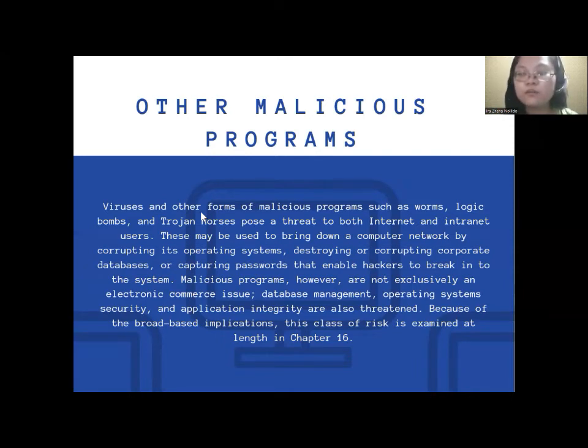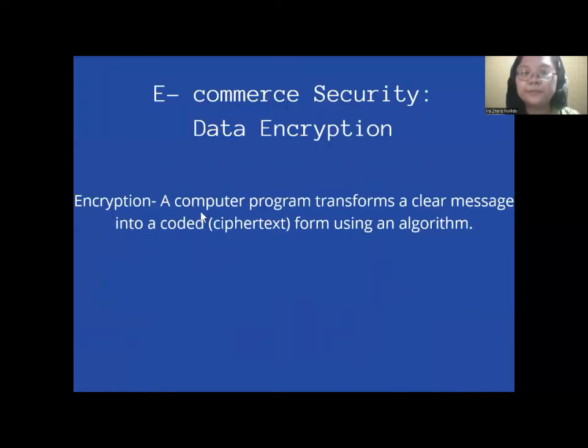Malicious programs, however, are not exclusively an electronic commerce issue. Database management, operating system security, and application integrity are also threatened. Because of the broad-based implication, this class of risk is examined at length in Chapter 16.